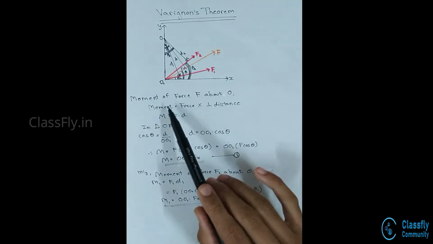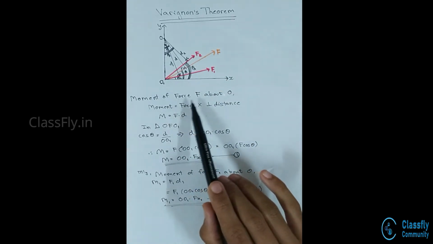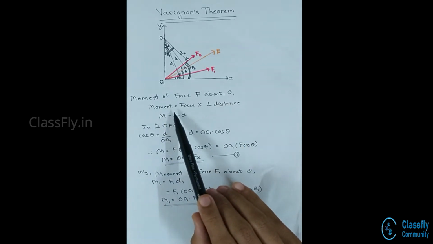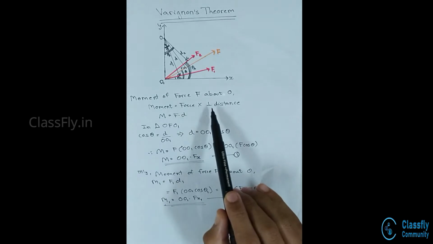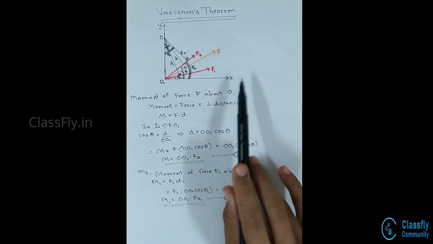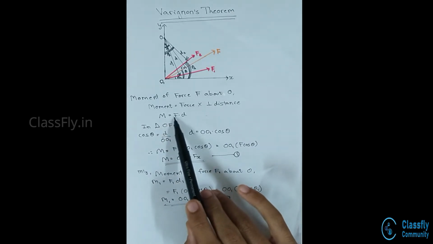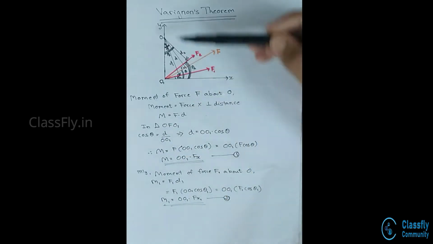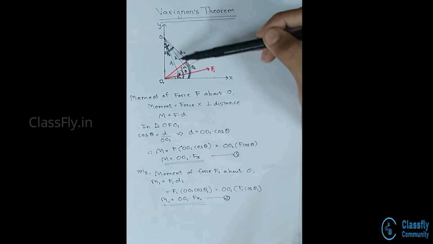Now, let us consider the moment of force F about O. We know that moment is given as the product of force and the perpendicular distance. Hence, from the figure, we can note that moment M is equal to the magnitude of the force, that is F, into the perpendicular distance, that is D.